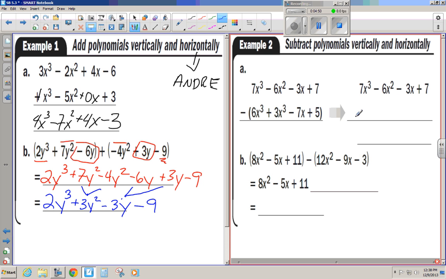Here's some more. Subtraction. So vertically, they want you to distribute the minus sign. I don't necessarily know if that's necessary, you can just look at it. 7 minus 5. Negative 3 minus a minus is a plus. So negative 3 plus 7, 4x.